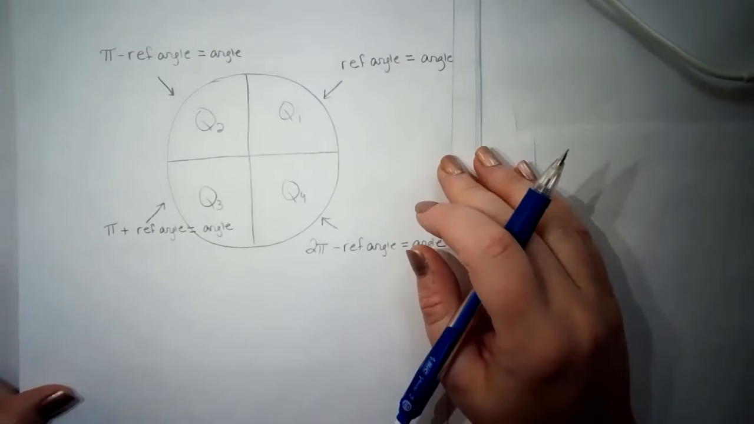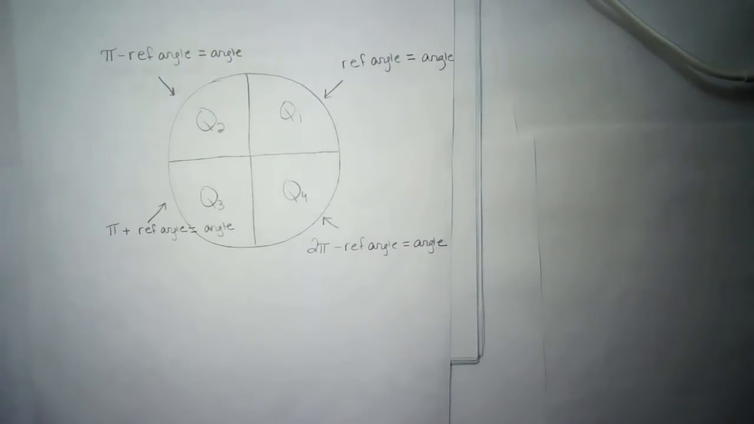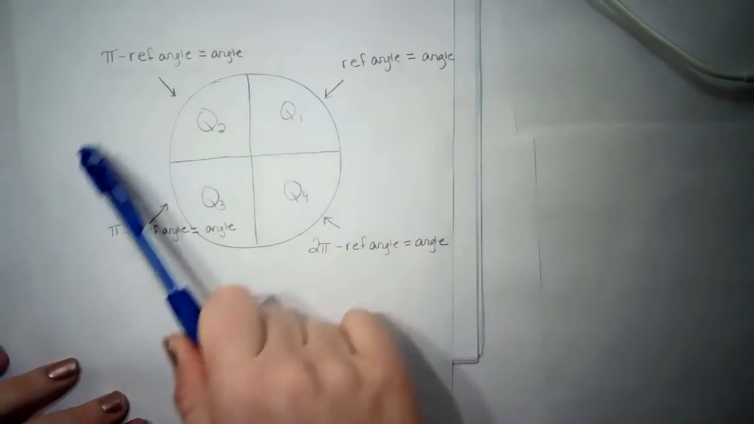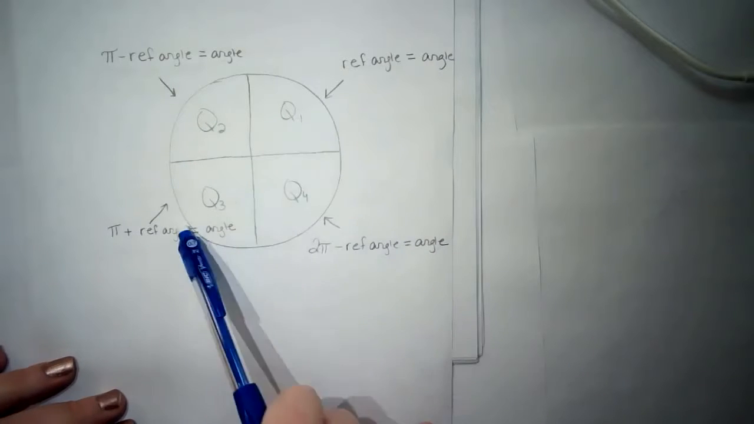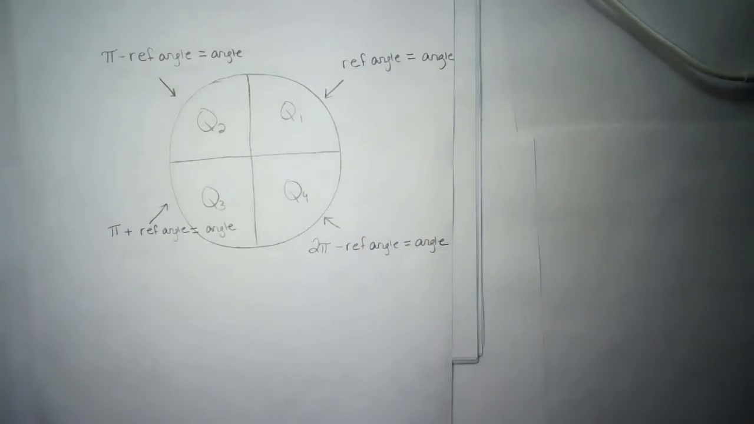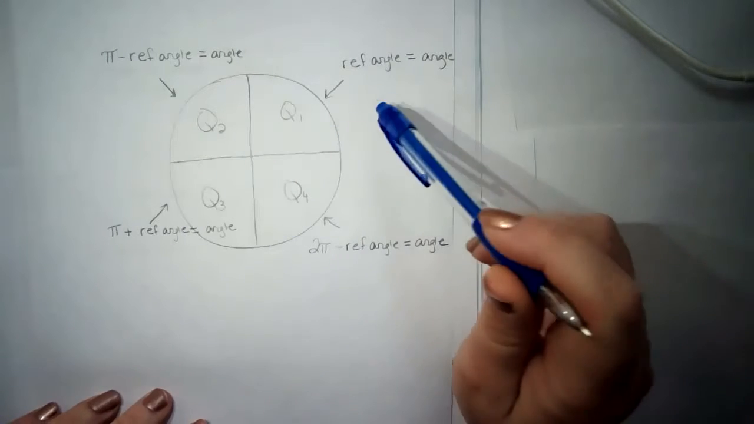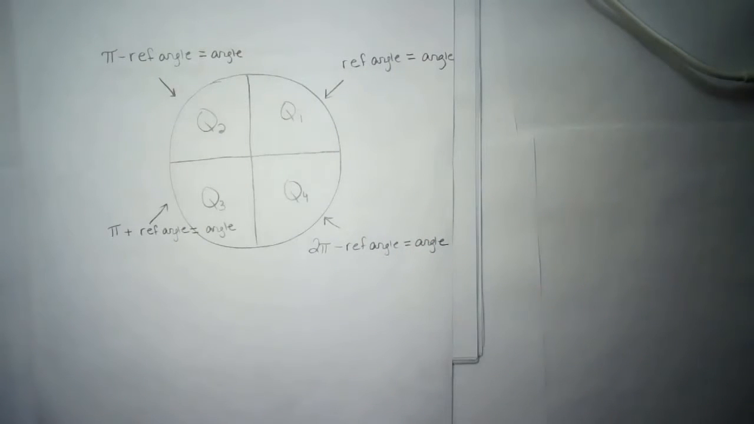Okay, so I actually took my time and made this handy little chart here to not confuse anyone. So here are our little quadrants: 1, 2, 3, 4. Hang in there with me. This is what screwed me up. Okay, so with this little chart, there are two things this does. This talks about reference angles and the actual real angle.